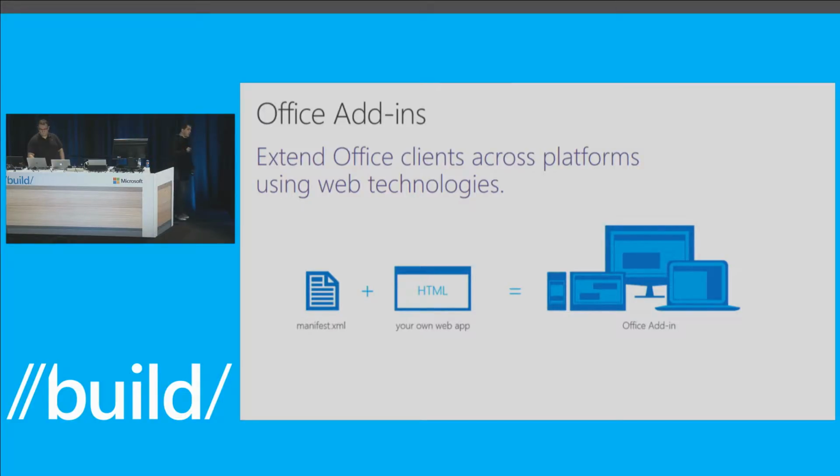Now, Yina did show the manifest file in the keynote. Essentially, that manifest file is XML, which the Office client reads. And that is kind of the instruction set of explaining what that Office add-in is, where it can be hosted. Can it be hosted in Word, Excel, PowerPoint, and Outlook? And then the key pointer there is it points to an HTML that's being sourced somewhere on a web server.